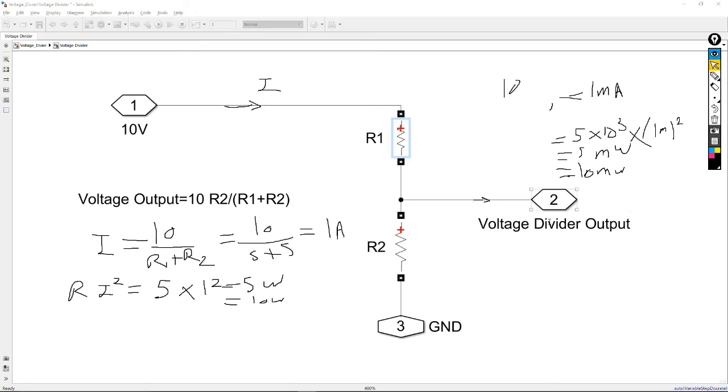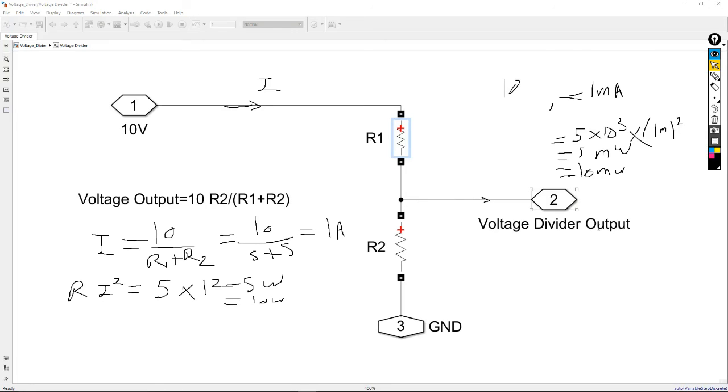So you cannot really use this topology in high power application systems. There are other topologies you can use, which I will be discussing in future videos. But for this case, you can only use this circuit if the amount of output current you're getting from here is less than the amount limited by this resistor R1.